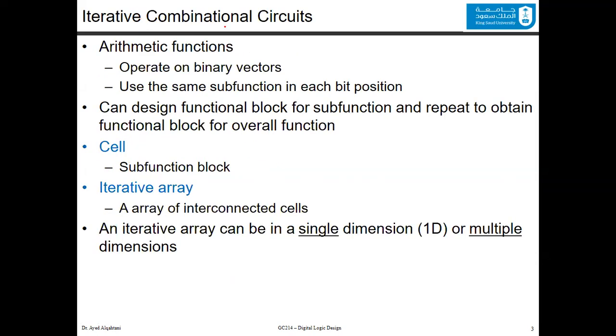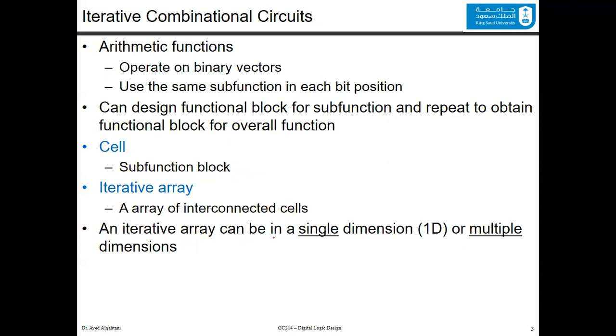The iterative combinational circuit: the arithmetic functions operate on binary vectors. We use the same subfunction in each bit position in an iterative way. We can design a functional block for the subfunction and then repeat it to obtain the functional block for the overall function. To organize this idea, first, we define the cell, which is actually the subfunction block. And then we will use this cell to build the iterative array, which is an array of interconnected cells.